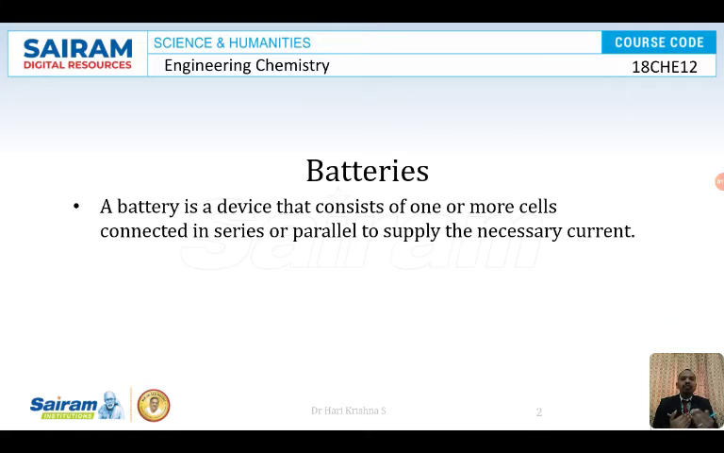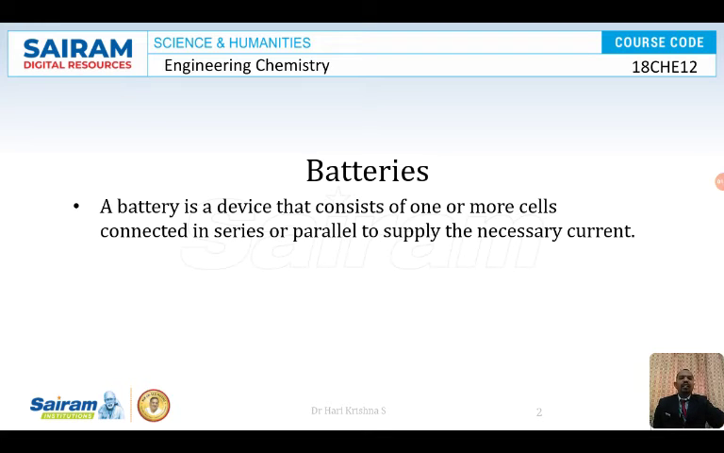I have examples for batteries. Your lithium ion battery is used in mobiles. Your lead acid battery is used in your automobiles. Automobiles may be your two-wheeler, four-wheeler, six-wheeler, maybe a car, bus, lorry, etc. So a battery is basically a device which consists of two or more electrochemical cells, that is galvanic cells, connected in series or parallel to provide the necessary current.